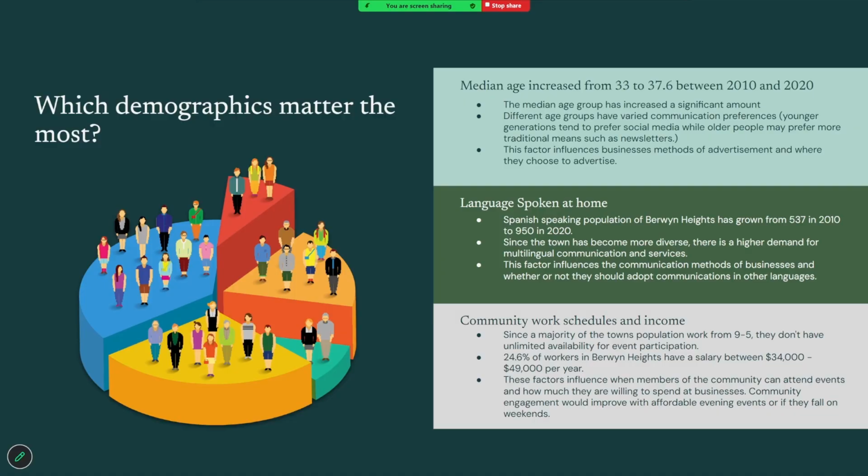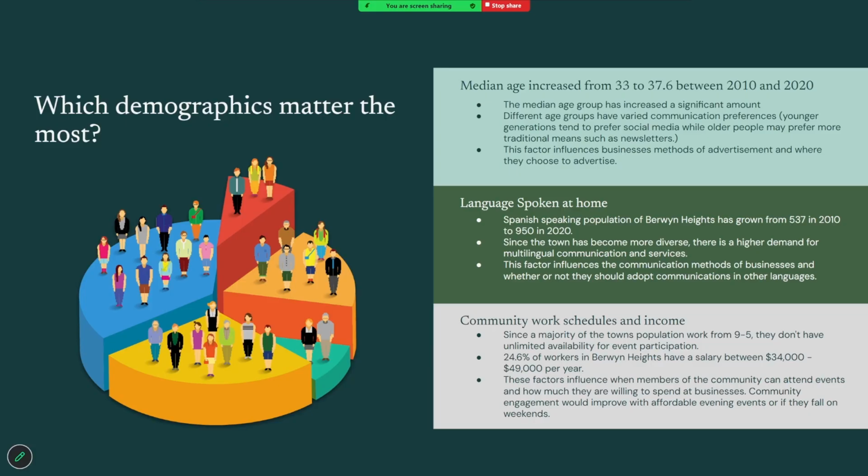Which demographics matter the most? The median age increased from 33 to 37.6 between 2010 and 2020. The median age group has increased a significant amount. The different age groups have varied communication preferences. The younger generations tend to prefer social media, while older people may prefer more traditional means such as newsletters.